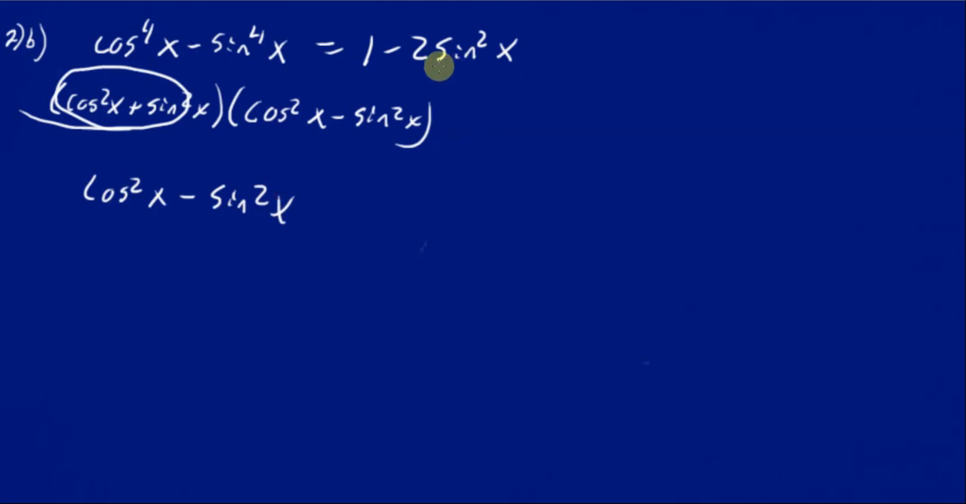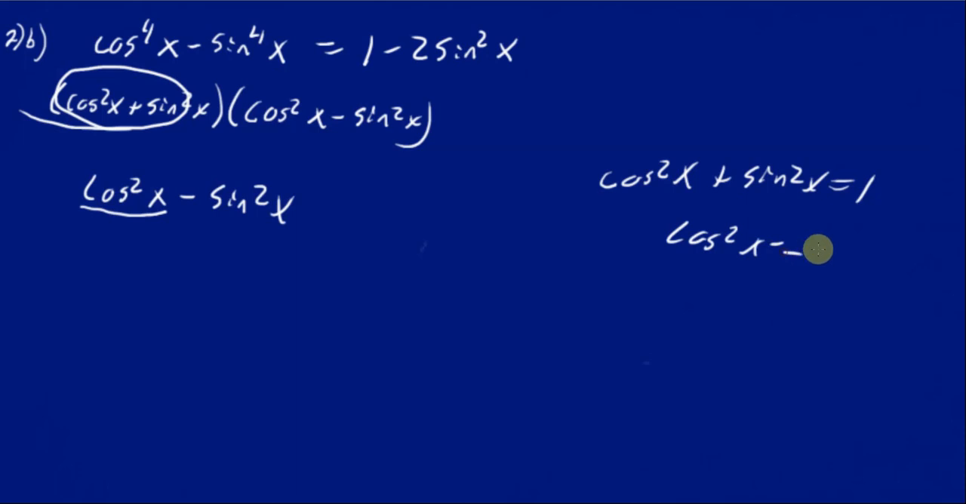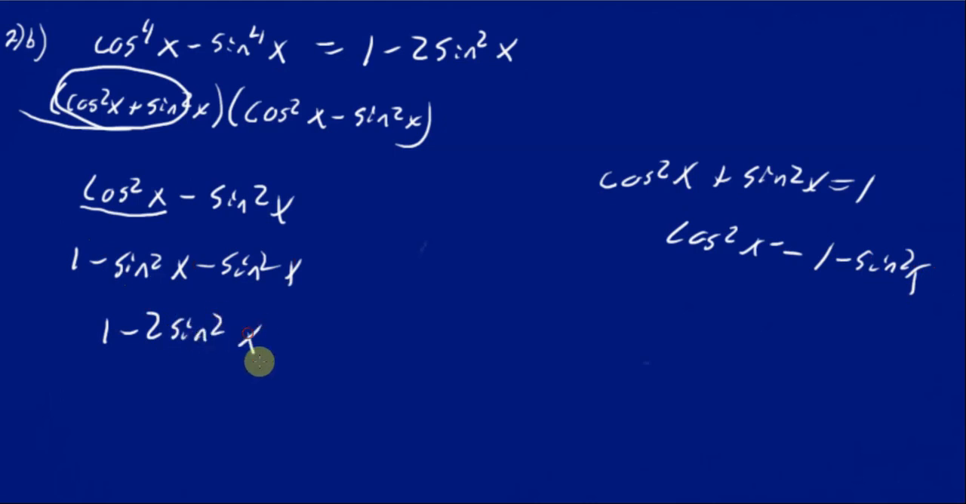Well, let's see what we want. We want 2 sine squared x. Okay, well, I've got one of them, so I'm not messing with that. So I've got to do something with this. Use the Pythagorean identity, cosine squared x plus sine squared x equals 1. Therefore, cosine squared x is equal to 1 minus sine squared x. So I'm going to replace this with 1 minus sine squared x minus sine squared x. Oh, well, look at that. That's 1 minus 2 sine squared x.